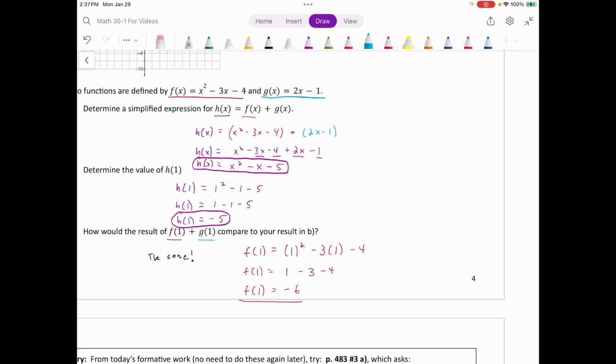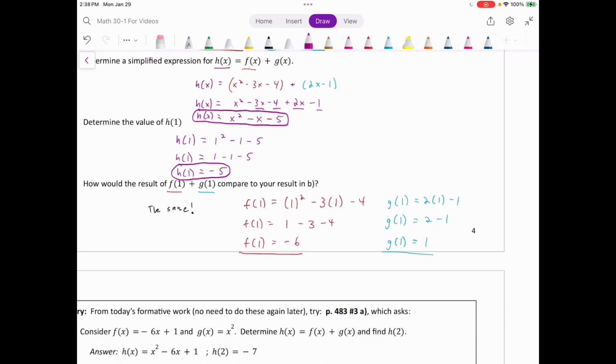What is g of 1? And then we're going to have to add them. Well, g of x is 2 times x minus 1. So putting in 1 for x, I'm going to have 2 times 1 minus 1. So g of 1 is, 2 times 1 is 2, and 2 minus 1 is 1.